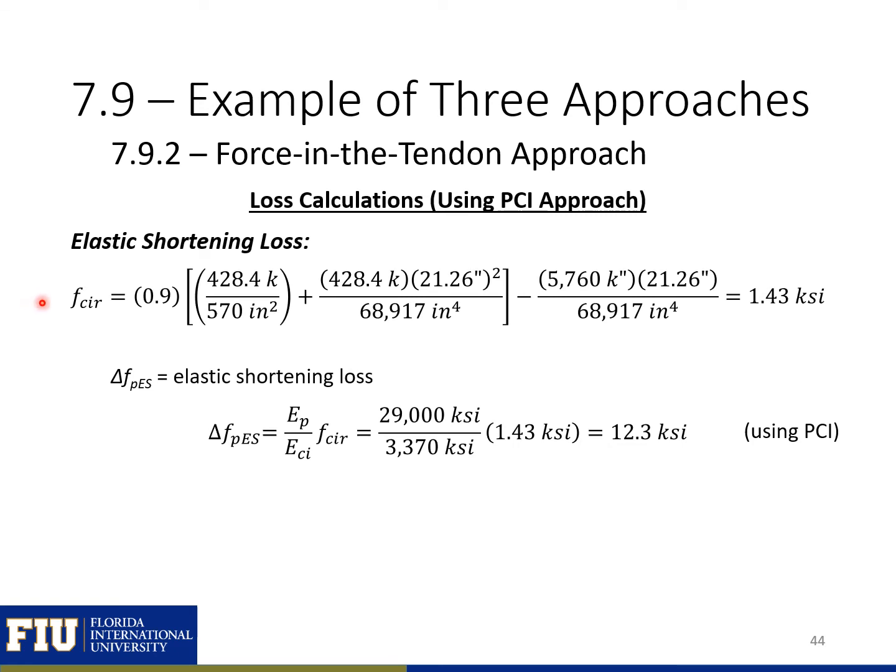Here we plug in all of our values for the stress at the centroid of the pre-stressing strands due to our pre-stressing and self-weight moment. And we'll get a stress here of 1.43 KSI. We take this times our pre-stressing modulus divided by our concrete modulus at release to get our elastic shortening loss of 12.3 KSI.